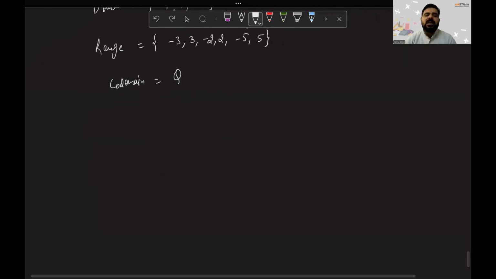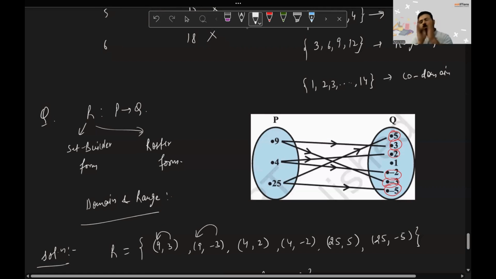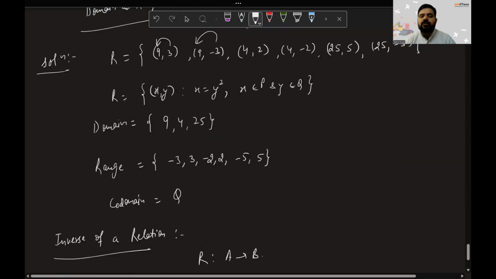Right. After this, I'll just tell you one simple thing, that is the inverse of a relation. So let's say initially a relation R is defined from set A to set B, right? Then its inverse is denoted by R raised to the power -1. This is not the reciprocal of the relation, guys. Please do understand, this is not the reciprocal. This is the inverse of a relation. It will be defined from set B to set A. So now you have a relation from set P to set Q. Instead, if you have a relation from set Q to set P, that is going to be the inverse of this relation.